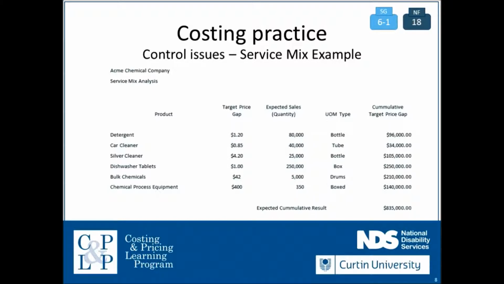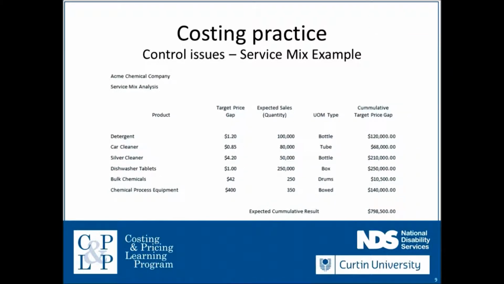If we change the service mix, or in this case the product mix for this organisation, by changing the expected sales quantity, so we haven't affected the target price at all, which in the short term is a very logical expectation for us, then you can see that there is quite a significant change in that expected cumulative result. Some products have returned less of a target price gap, in other words, have performed more poorly, and some have improved. However, the overall presentation of the cumulative price gap is different.